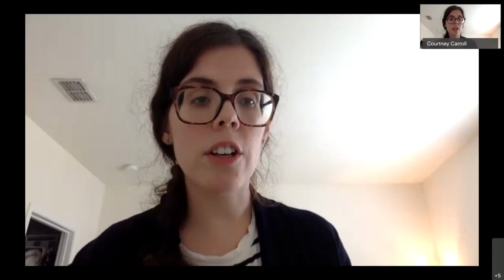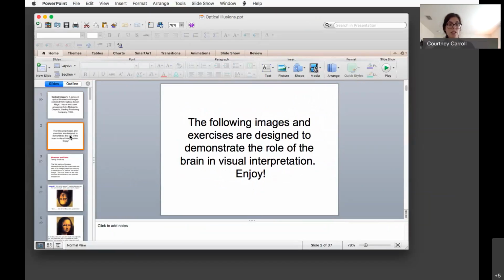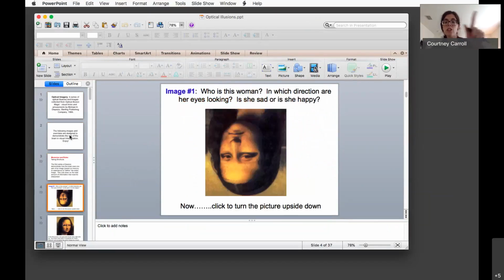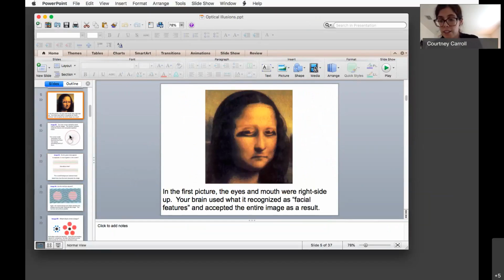Content, optical illusions. Okay, so this is the other thing you're going to look at, the optical illusions, and you're going to look at these. For example, who is this woman? What direction are her eyes looking? Then you look at the next one and what? In the first picture, the eyes and the mouth were actually right side up, but your brain recognizes facial features and it puts the image to the way it wants to see it.